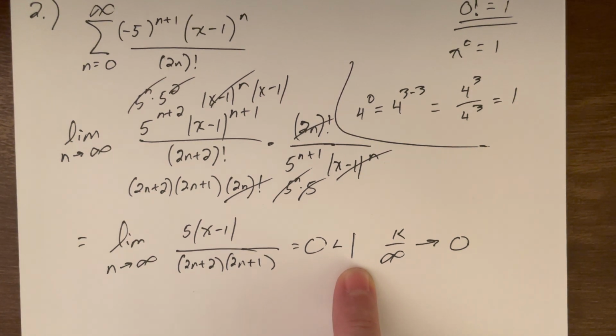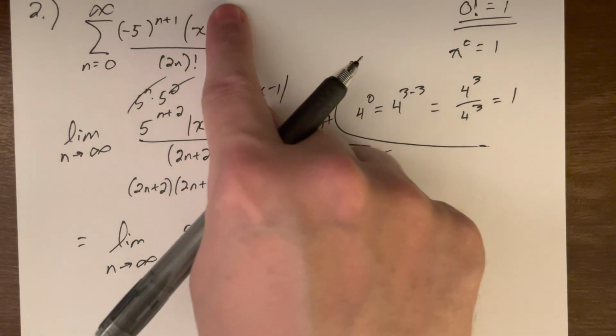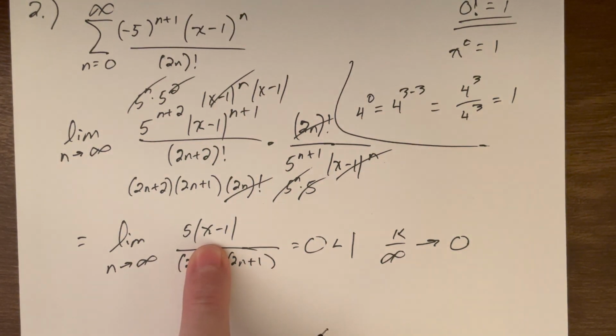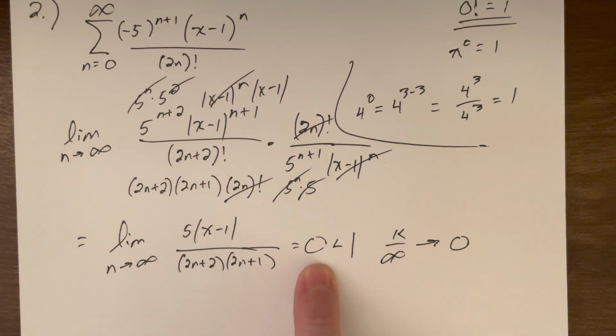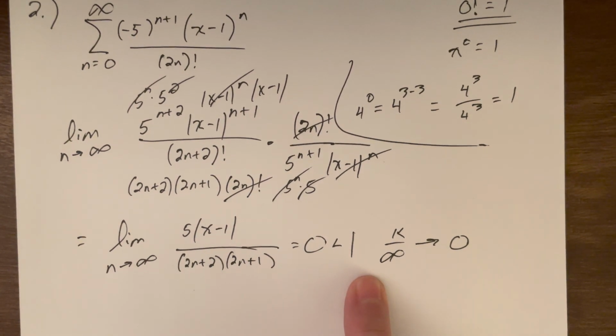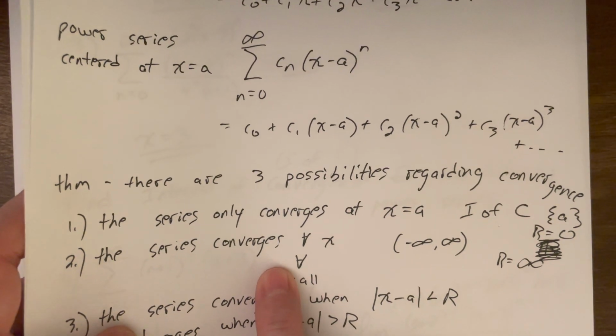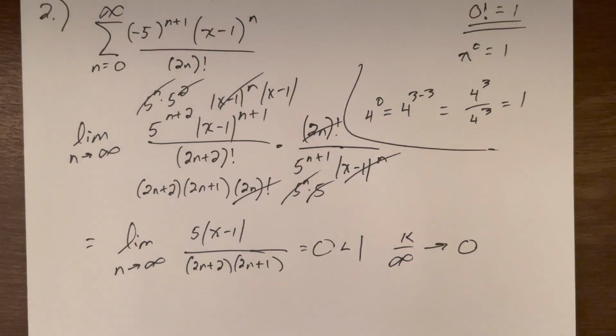But again, the subtle change in directions, what are the x's that this converges? It doesn't matter what x is. No matter what x is, whether x is the center, 1, or is anything else, this will always equal 0. 0 is always less than 1. Now we are in the second case. This series converges for all x.